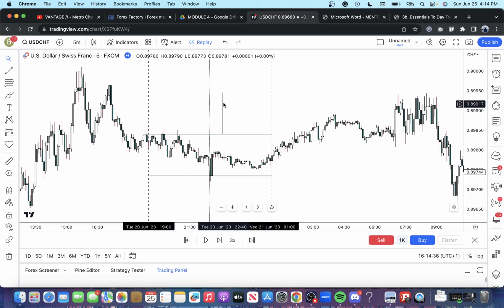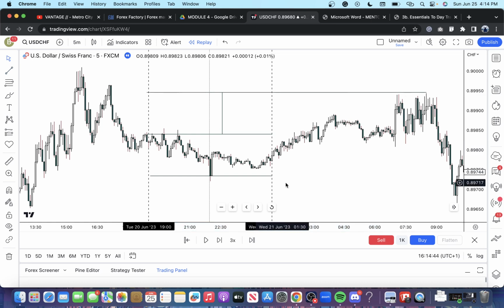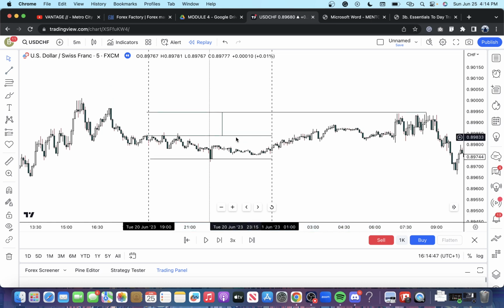So we have one standard deviation higher, which is this here. That's a standard deviation higher. And then we have a standard deviation lower. Again, I'm trying to be as precise as possible with the lines. And this is a standard deviation lower.